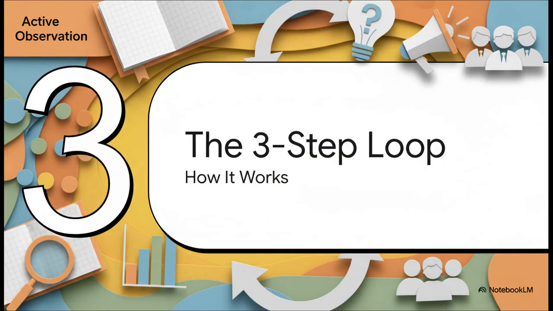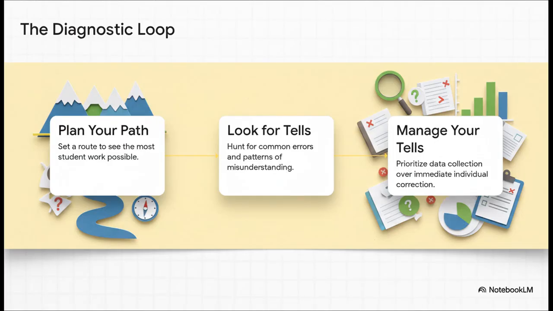Okay, so you're probably thinking, this sounds great, but how do I actually do it? Well, the beauty of active observation is that it's actually really simple. It's all built around this quick 3-step loop that you can just run again and again throughout a lesson to get this crystal clear picture of what's going on. And here they are, the 3 steps at the heart of the whole thing. It's simple. 1, plan your path. 2, look for tells. And 3, manage your tells. Okay, let's unpack what each of those actually means in practice.